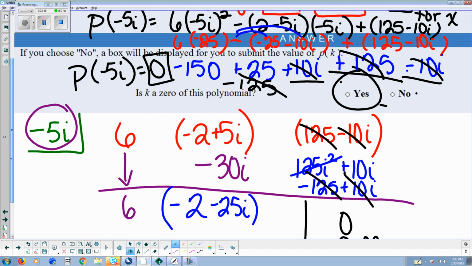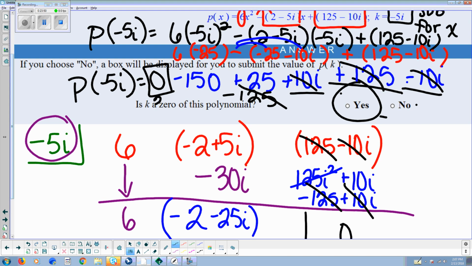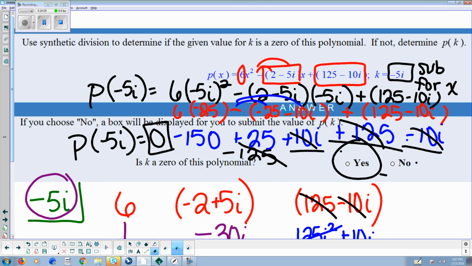So for example, if I substitute in -5i and I get 3, then my value of P of k is 3. I could say, if I had gotten 3 here, I would have said no, and then a box would pop up for me to input what P of k is. P of k would be 3. So you can complete this problem using synthetic division, or you can use the remainder theorem, which just means substitute k in for x. See if you get 0. If you get 0, yes, it's a 0 of the polynomial. If you get anything else, no, it's not a 0 of the polynomial.